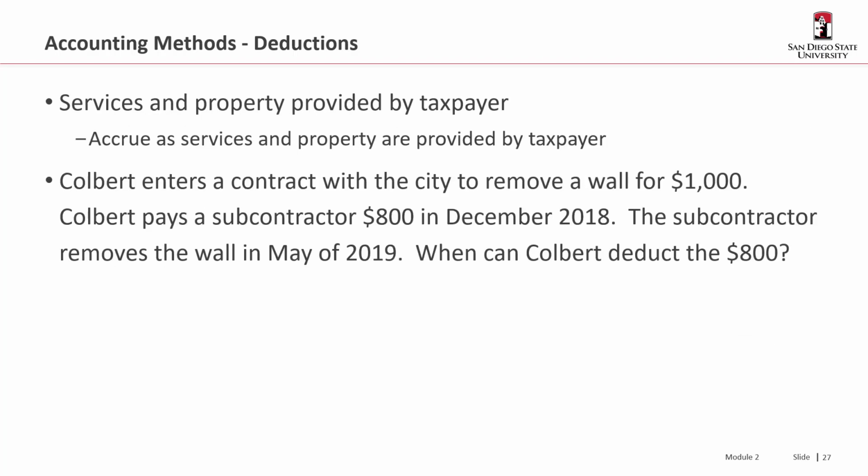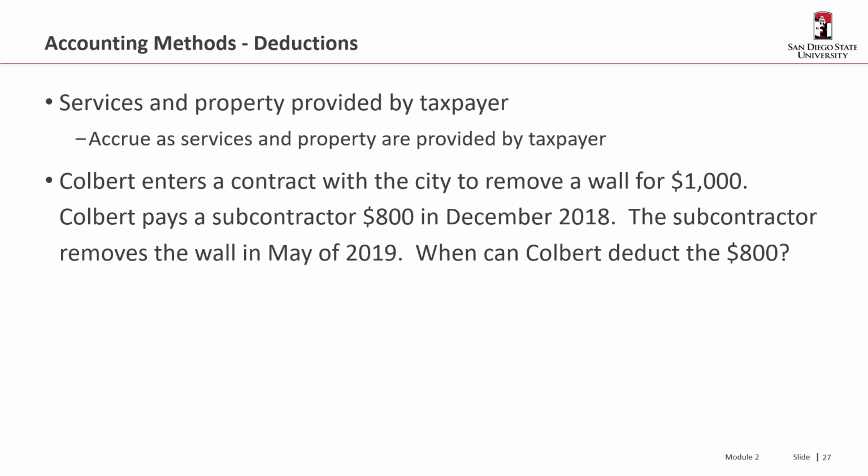All right, services and property provided by a taxpayer. This is a weird one because we normally don't think about having a liability when we're the one providing the services. That's more of like the revenue generation side, right? I'm providing something to someone, they pay me. But this typically relates to a subcontractor system.